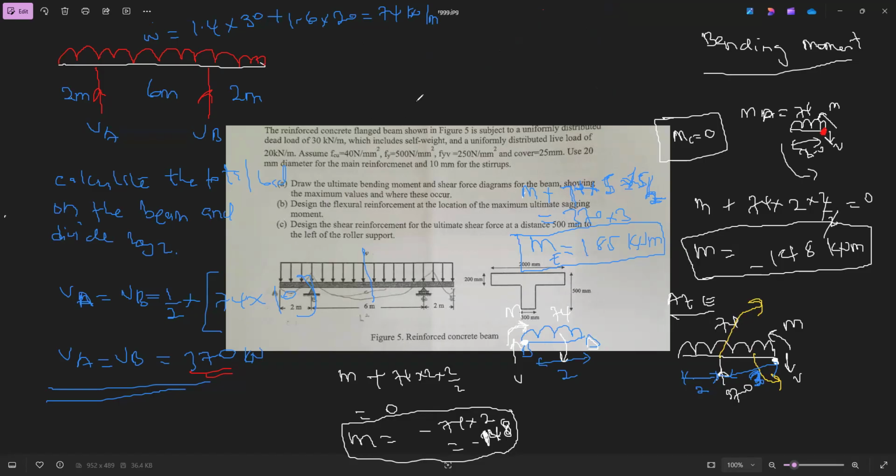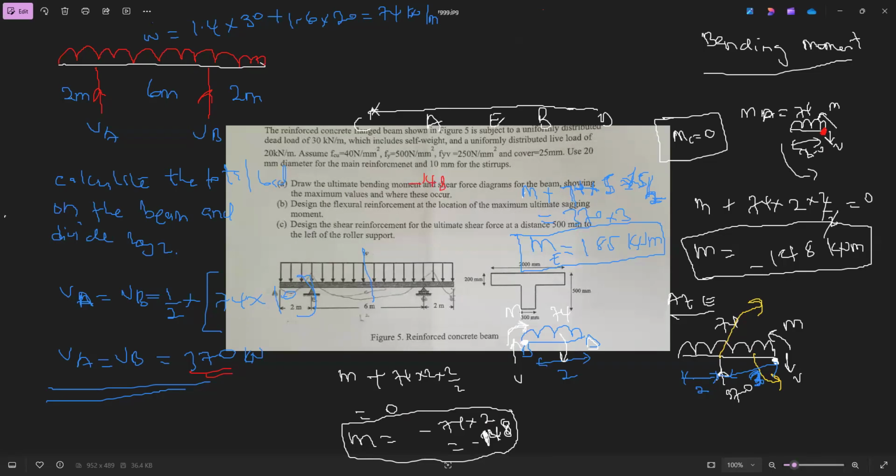So what do we have here? We have to draw the beam and locate C, A, E, B, and then D. At C, the moment was 0. At A, what is the moment at A? It was minus 148. So minus means it will come down. Minus 148.